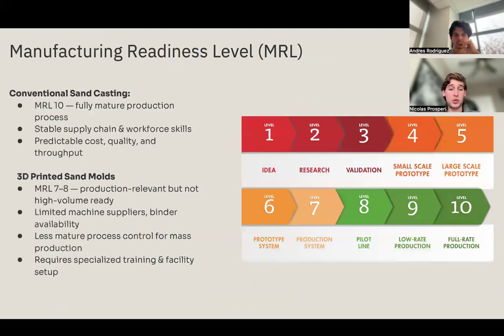From a readiness standpoint, conventional casting is at a manufacturing readiness level of 10, meaning it's fully mature with stable supply chains, predictable quality, and high repeatability. For 3D printed molds, the manufacturing readiness level is around 7 to 8, meaning they're production relevant but not yet optimized for high volume manufacturing. Machine availability, binder materials, and workforce training still limit broader adoption.